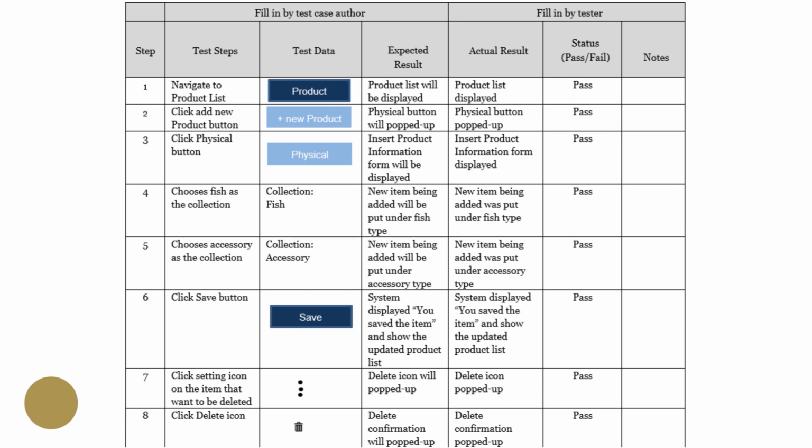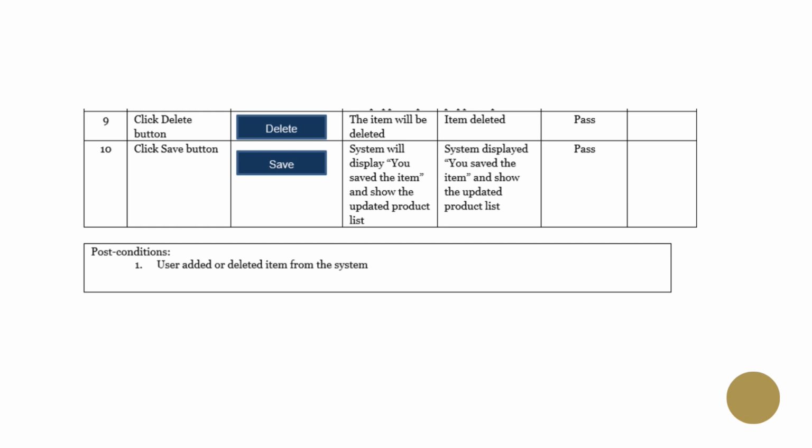And the next step is we click on the setting icon on the item that we want to be deleted. The test data will be this icon, and the actual result, the delete icon pops up. Then we click the delete icon, and delete confirm. Then we get the delete confirmation pop up. Then we click on the delete button. The test case will be deleted. So the actual result will get the item deleted.